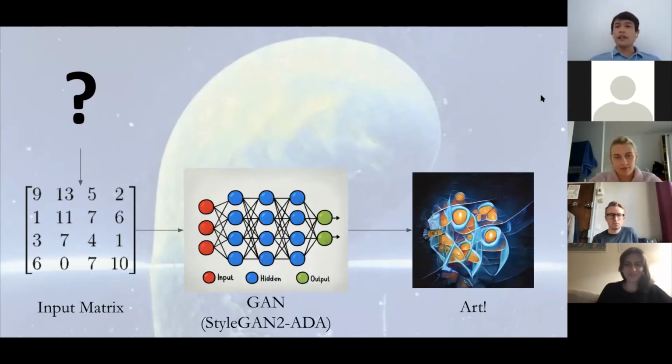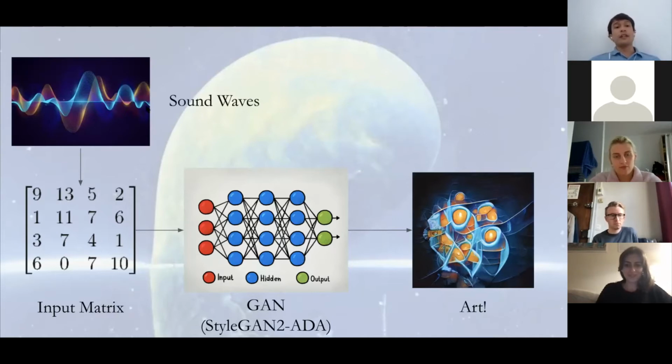So the concept here is, we all know what sound waves are. And I'm sure that anyone, even those that don't have experience dealing with sound waves, could guess that these sound waves can be mapped out as numbers. So you get those sound waves, you extract the numbers from those sound waves, you feed the numbers into the input matrix, you feed it to the GAN, and it produces art. And that's essentially what happens under the hood.